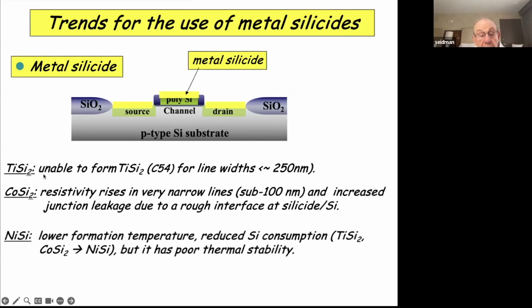Whereas nickel silicide, which is what we're aiming for, is very good. It has a lower formation temperature, which is good. It has a reduced silicon consumption, because cobalt disilicide incorporates more silicon, obviously, than nickel silicide. But it has a poor thermal stability. That's the downside: its thermal stability is not great.